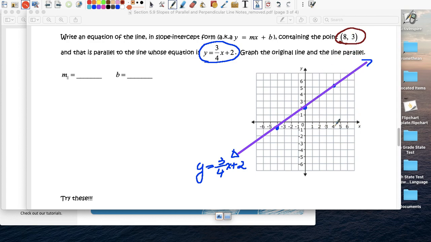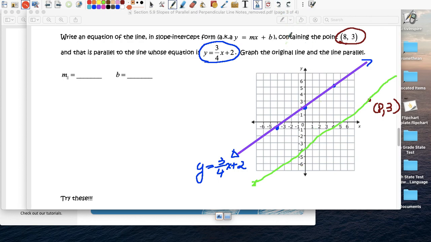Well, we're going to have to extend this graph. So 6, 7, 8, and then 1, 2, 3. It's going to be here. So here's the point (8, 3). So there's a parallel line that we're going to create, and it's going to look somewhat like this, parallel, right? And we need its equation.